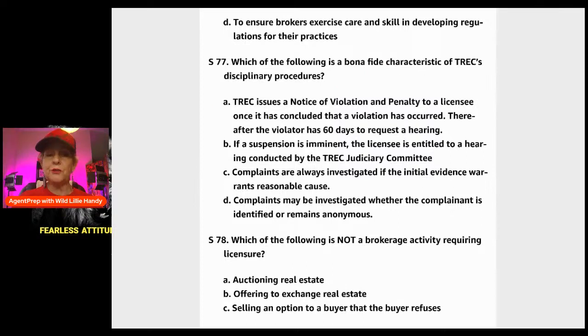A, TREC issues a notice of violation and penalty to a licensee once it has concluded that a violation has occurred. Therefore, the violator has 60 days to request a hearing. B, if a suspension is imminent, the licensee is entitled to a hearing conducted by TREC Judiciary Committee. Gee, tongue-tied today. C, complaints are always investigated if the initial evidence warrants reasonable cause. Or D, complaints may be investigated whether the complainant is identified or remains anonymous.